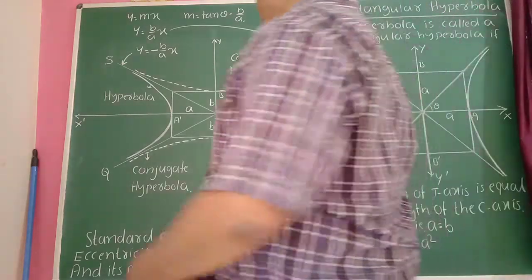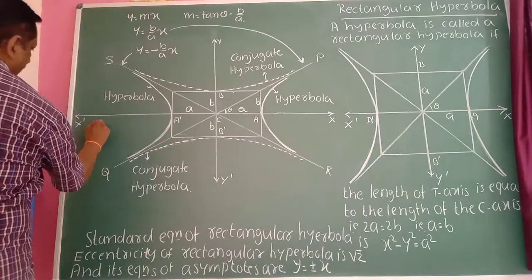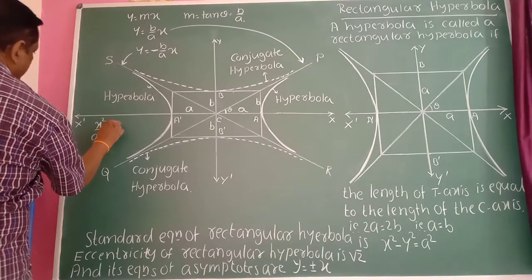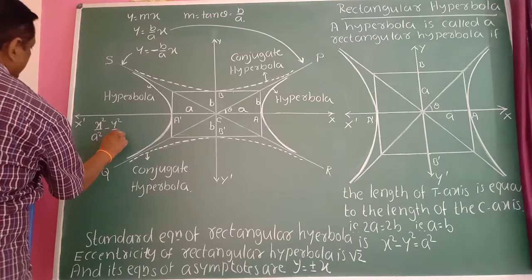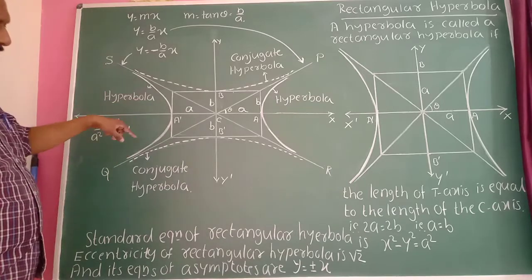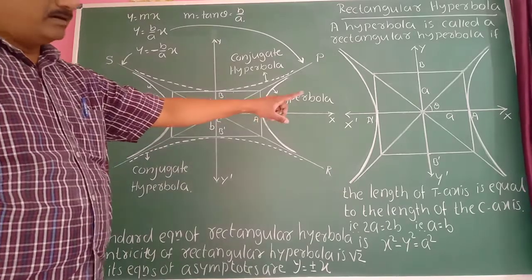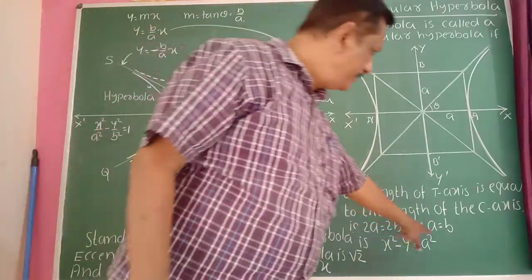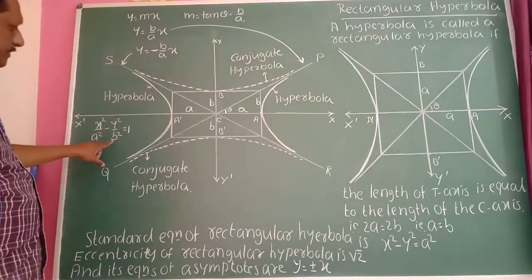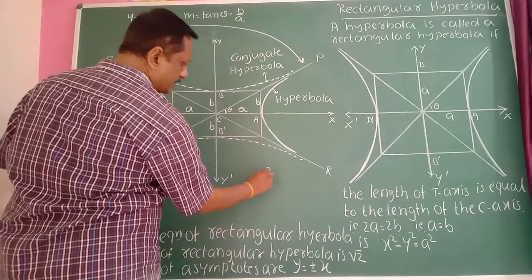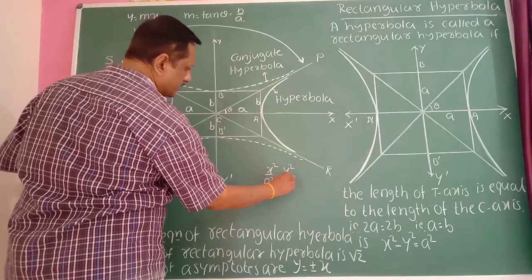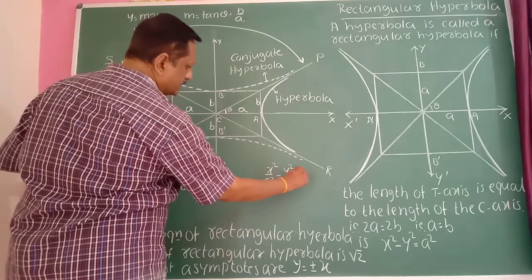Just observe here. In this case, the equation of the hyperbola is x square by a square minus y square by b square is equal to 1. For the equation of the rectangular hyperbola, a and b are both equal. Just replace b by a. What happens here? x square by a square minus y square divided by a square is equal to 1.